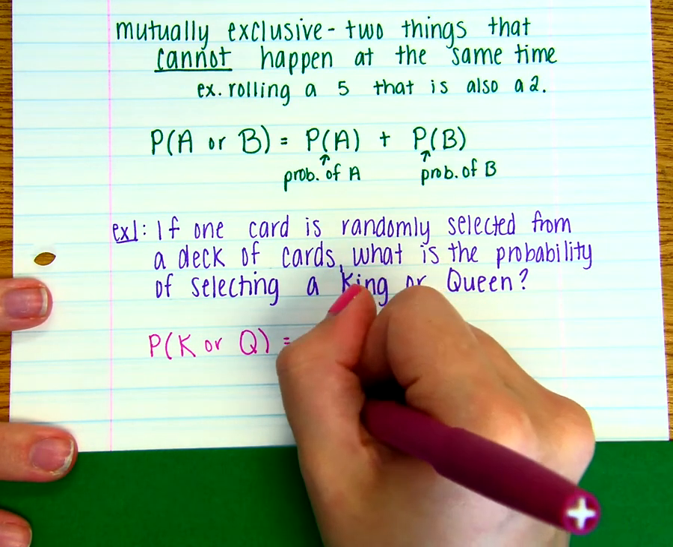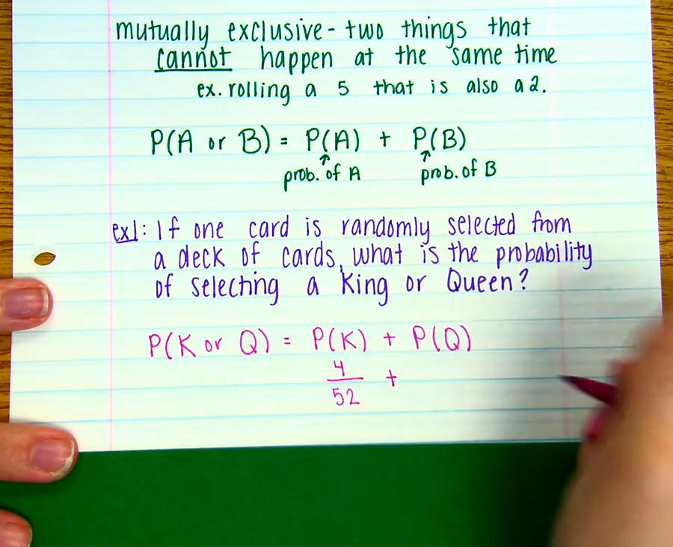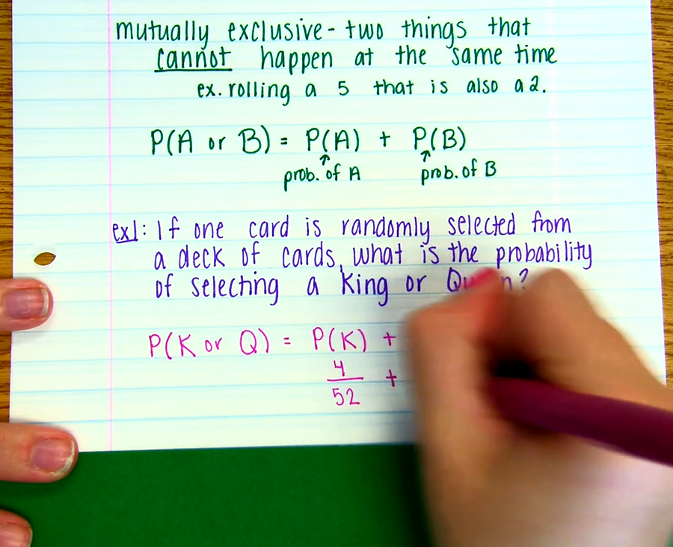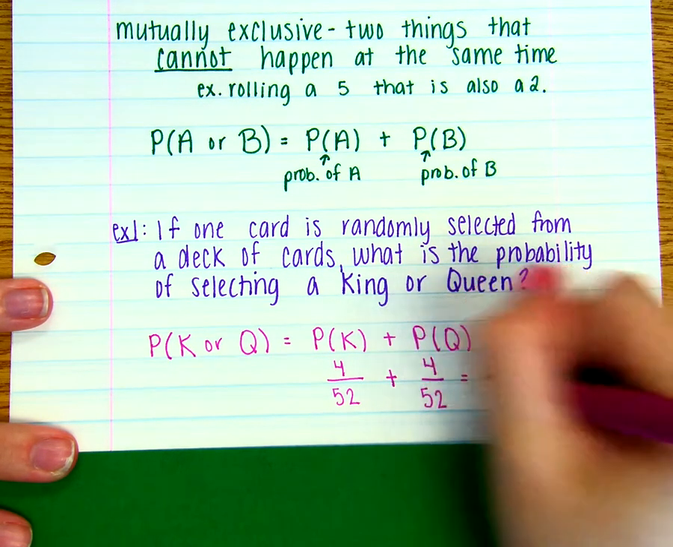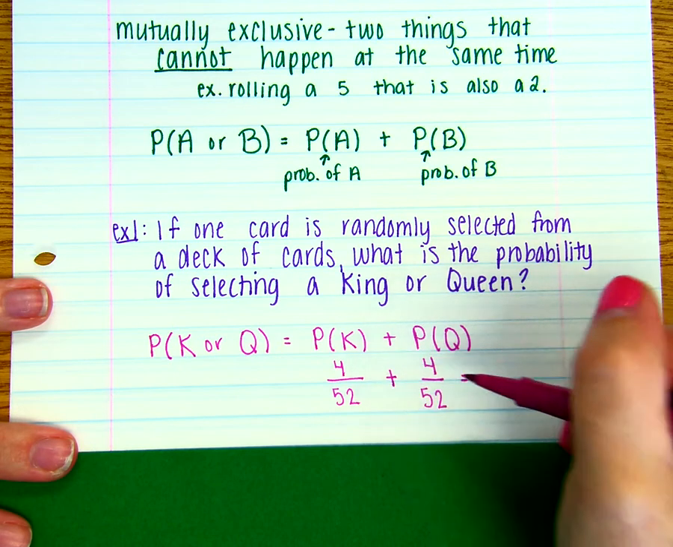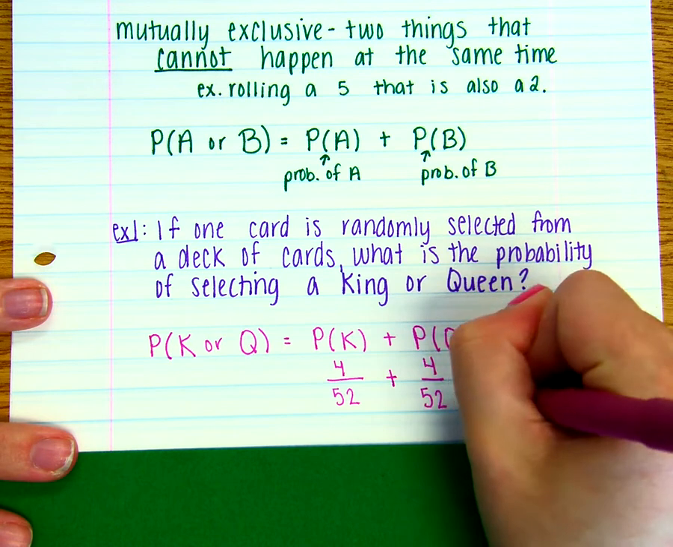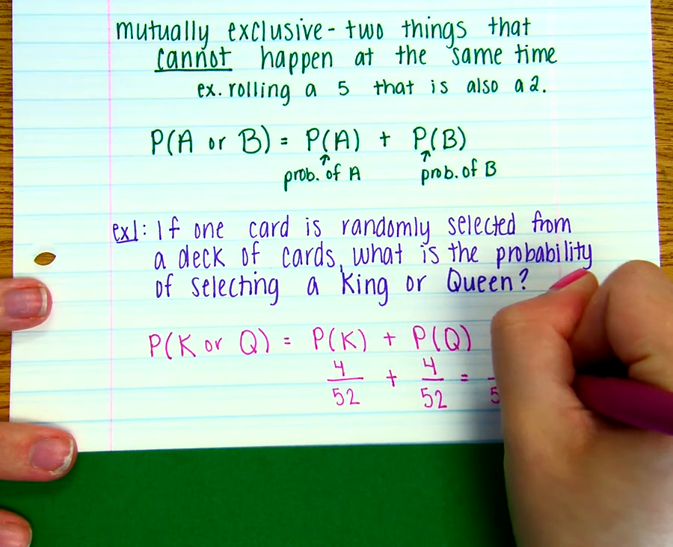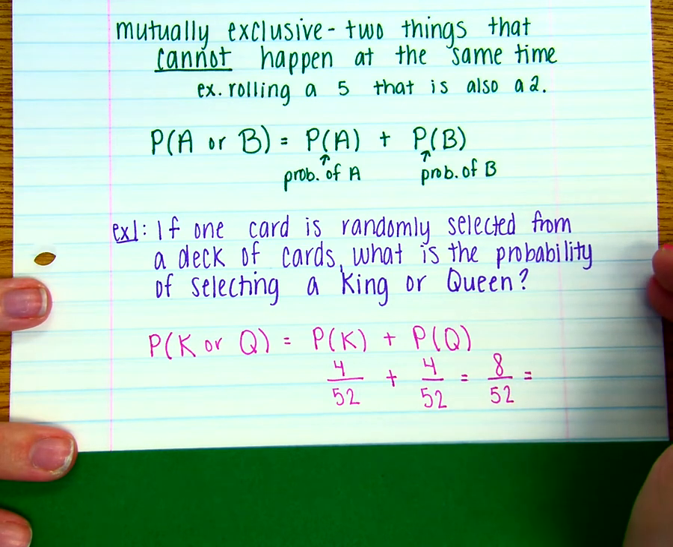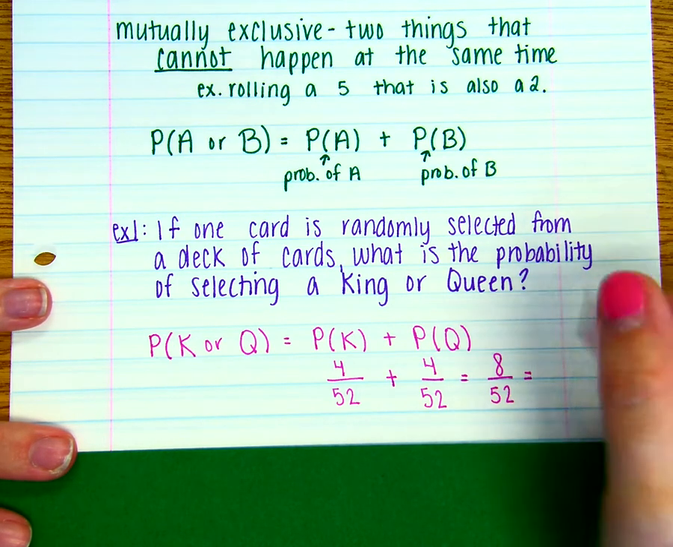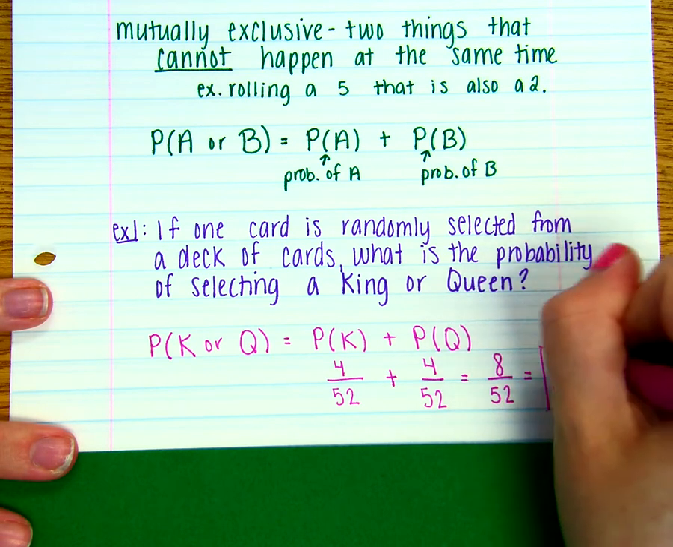4. Out of how many cards altogether? 52. Plus, how many queens are in the deck? 4. Out of how many cards altogether? 52. So 4 over 52 plus 4 over 52 gives us 8 over 52. Most of the time we will reduce our fractions. Sometimes you might not see your reduced fraction as an answer choice, so just use the non-reduced fraction. And this will reduce to 2 over 13.